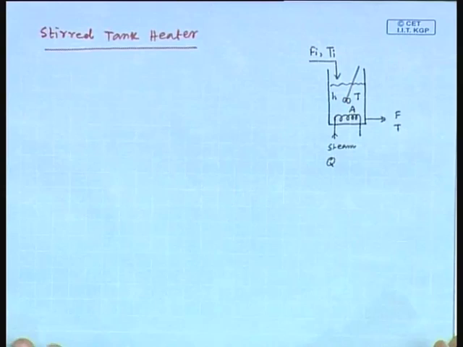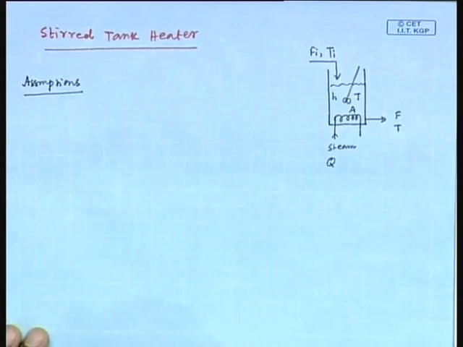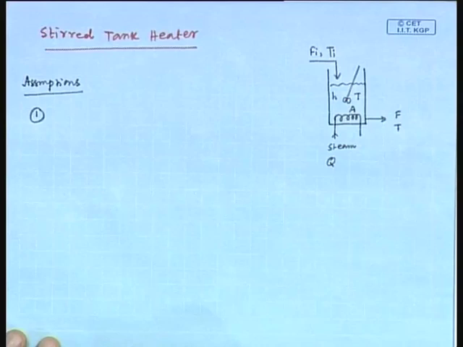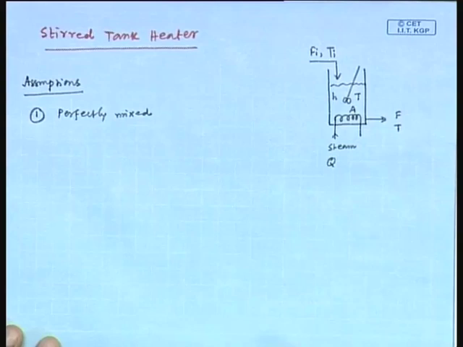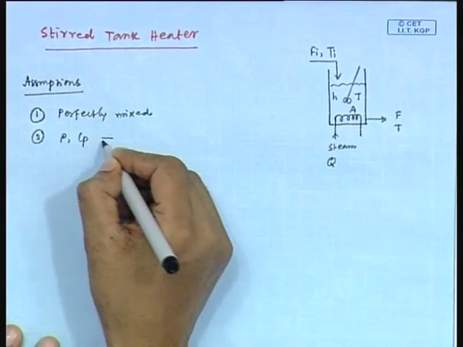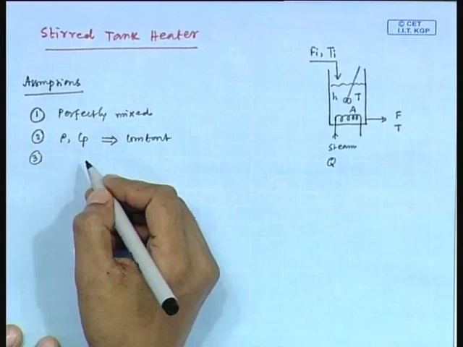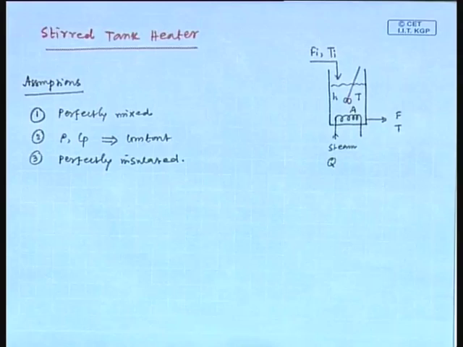Now before developing the model, we need to consider some assumptions. What are these assumptions? The first assumption is the tank is perfectly mixed. The second assumption is rho and Cp are both constant. The third assumption is the tank is perfectly insulated. That means there is no heat loss from the tank to the surroundings.